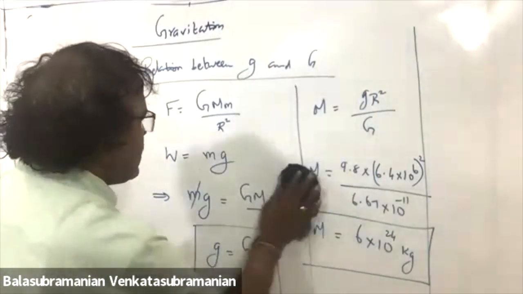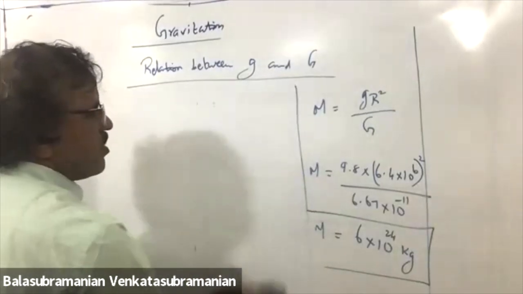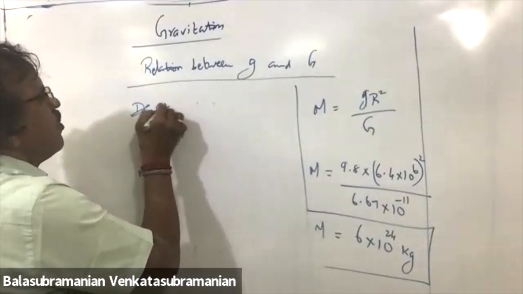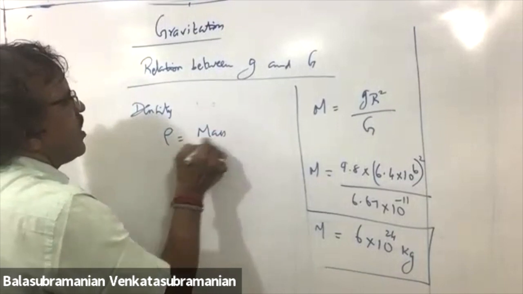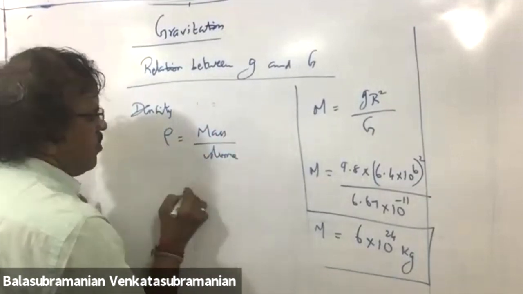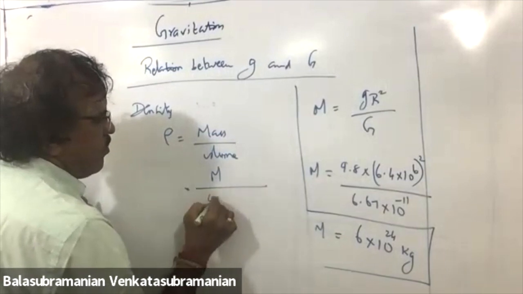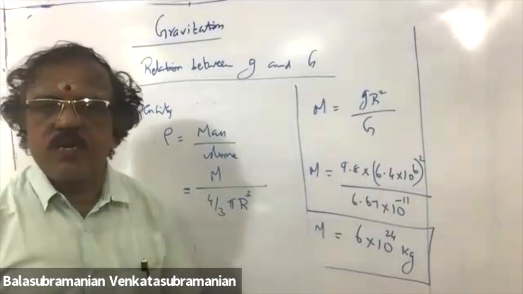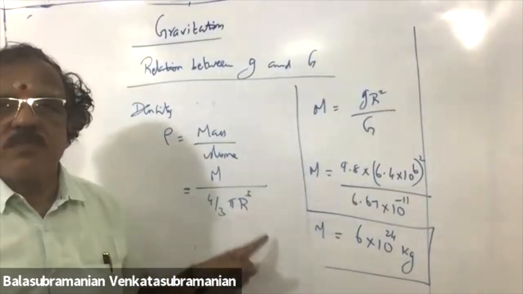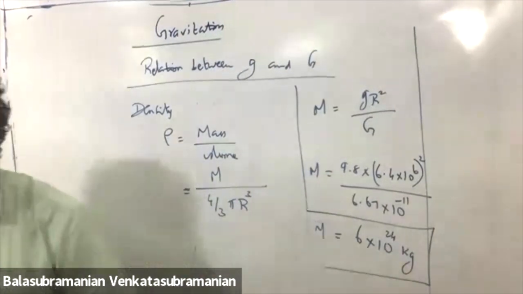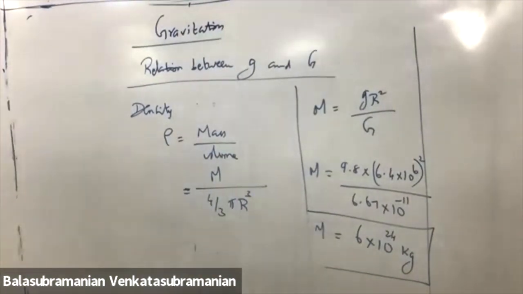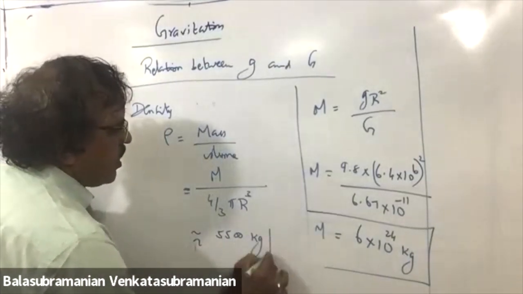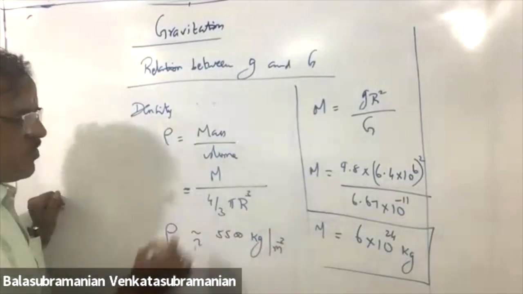Sir, I want to know the density. You can calculate. What is density? Rho. That is mass by volume. Mass M over 4 by 3 pi R cube, perfect sphere, volume of a sphere. Calculate the radius, substitute, calculate the density of the earth. Nearly 5,500 kilogram per meter cube you are getting. Simplify the values.